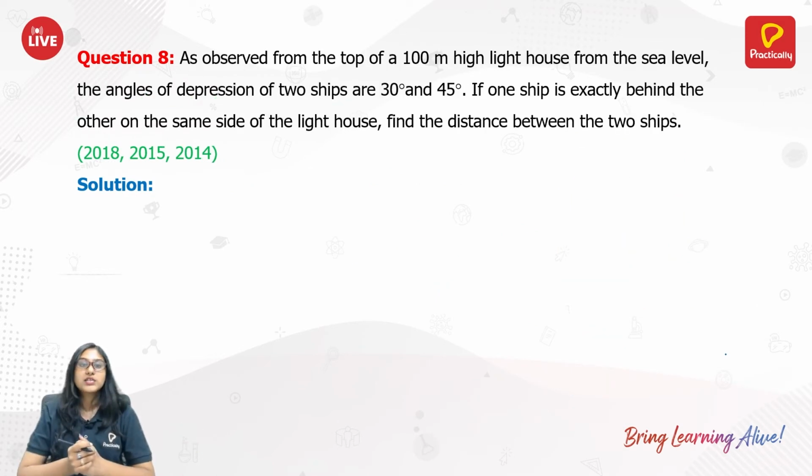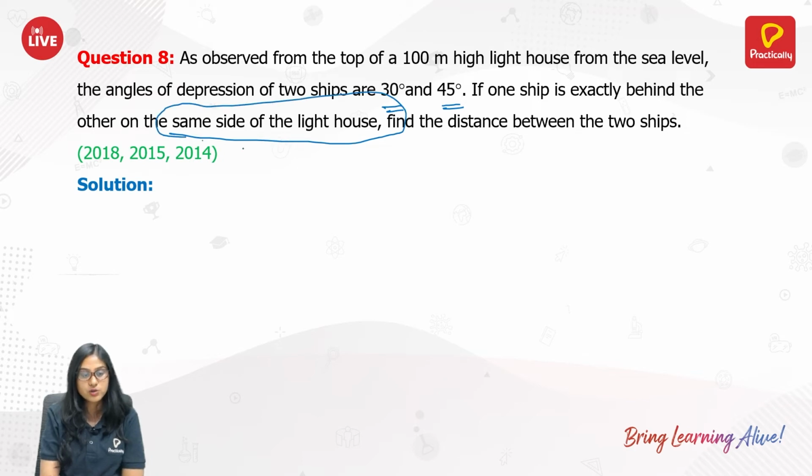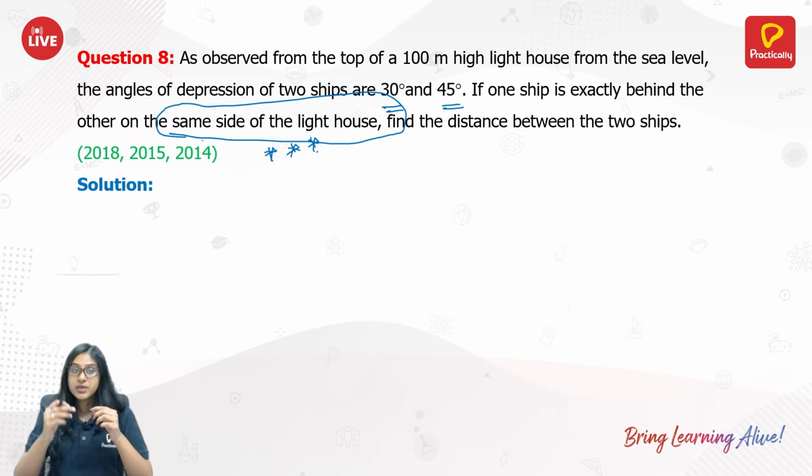Next, as observed from top of a 100-meter high lighthouse from the sea level, the angles of depression of two ships are 30 degrees and 45 degrees. If one ship is exactly behind the other on the same side of the lighthouse, this is one of the most important phrases in the given question. It will be either same side or on the opposite side. You have to check this. Okay. Please remember. Find the distance between the two ships.